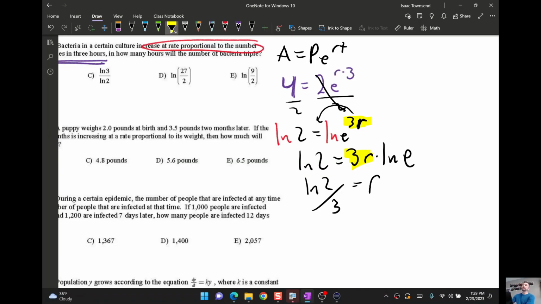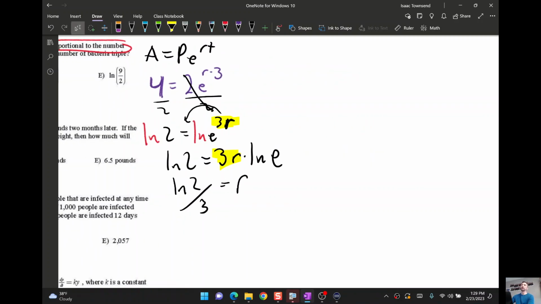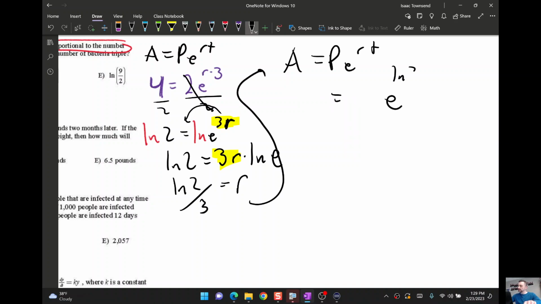Okay, but this question didn't ask us to solve for r. This is why this one's a little bit harder, and this is what we're going to be building up to on the back page. The question comes back and says, how many hours will it take the bacteria to triple? Well, I'm going to restart, but now I know what r is, so I can actually plug that in. How long? Sounds like I'm solving for t. You know what r is? Yep, that's what we just solved for.